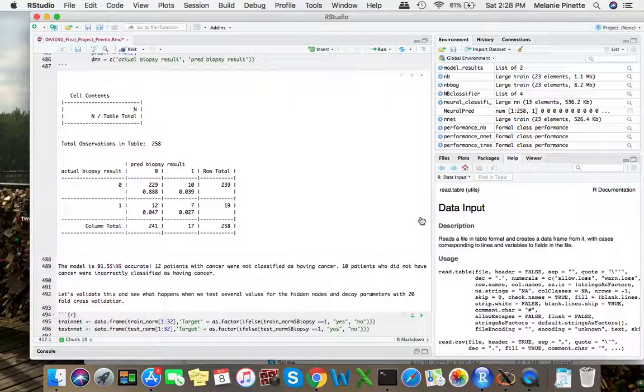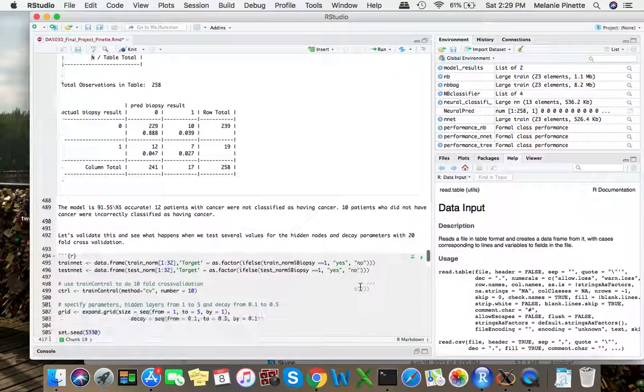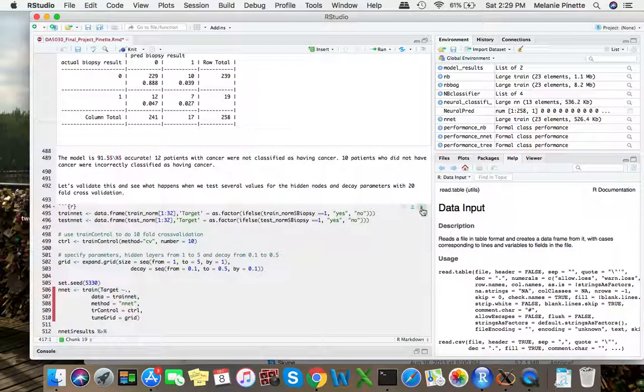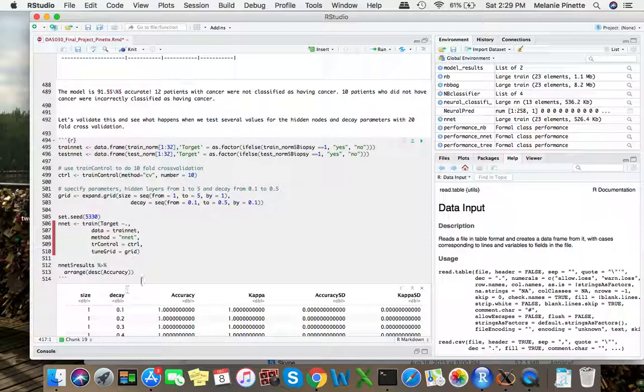So it looks like the model was 91.5% accurate, which is pretty good. 12 patients with cancer were not classified as having cancer, though. So let's validate this and see what happens when we test several parameters, including more hidden nodes. I'm not going to run this, it might take forever, but we've saved our result here.